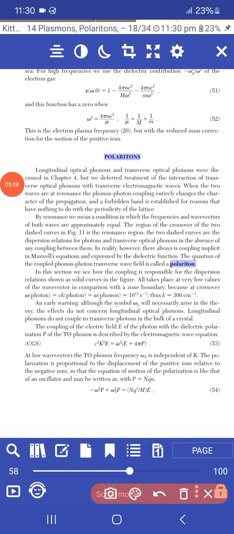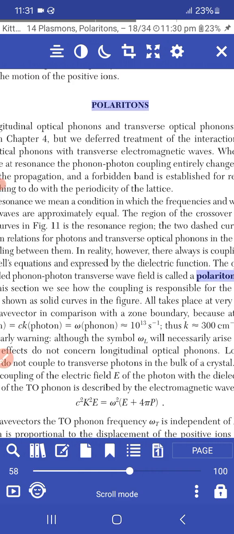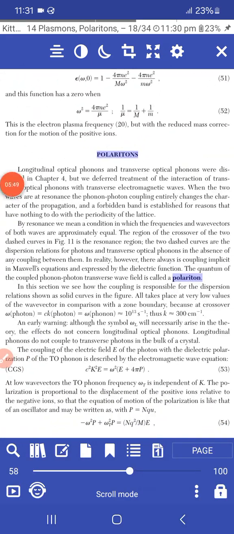The formation of polaritons takes place at low values of the wave vector in comparison to the zone boundary, because the crossover, omega photon equal to ck photon equal to omega phonon, is at 10 to the power 13 per second, that's hertz, and k is equal to 300 per centimeter. So what is small k? This is the coupling of resonance of photon and phonon; this is the polariton.